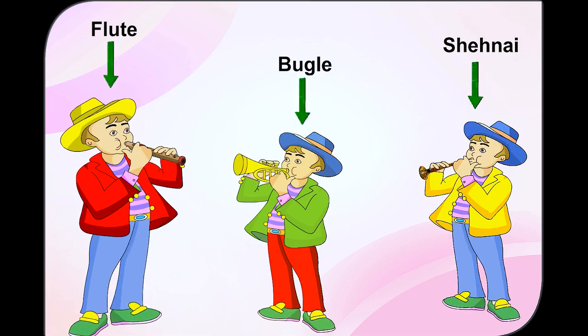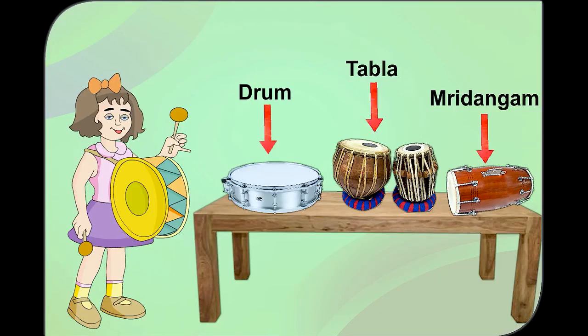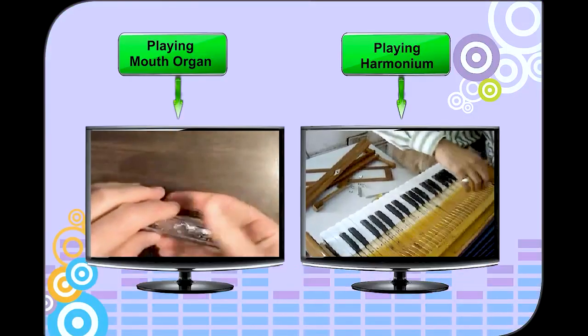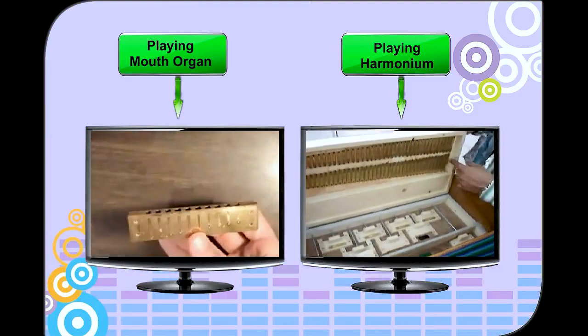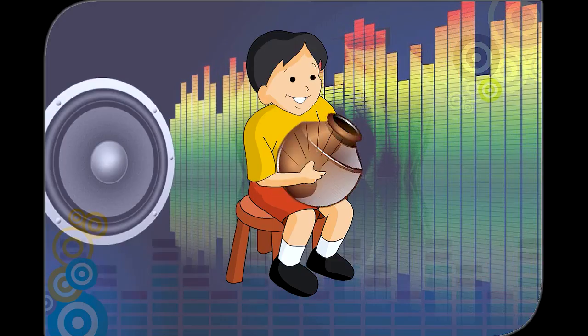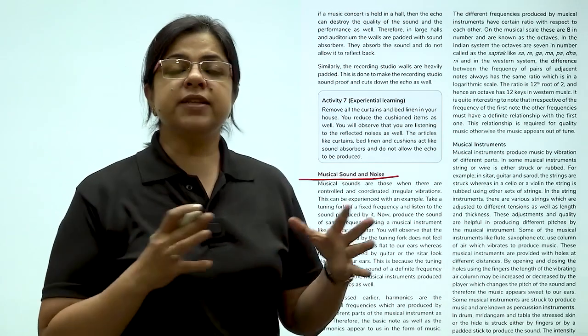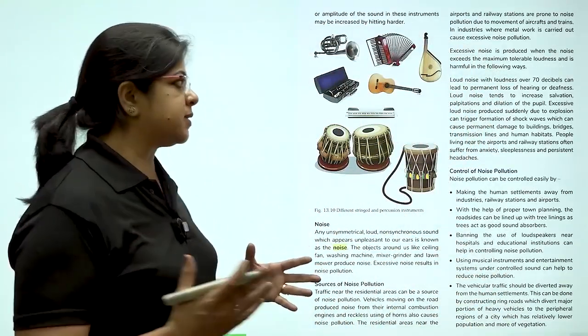On blowing air into them, the column of the air inside vibrates, producing a note. Drum, tabla, and mridangam are percussion instruments in which a vibrating skin or membrane produces a musical sound. Harmonium and mouth organ are reed instruments that contain metal reeds which produce sound when air is blown through them. Manjira, tarang, ghatam are musical instruments that are simply beaten or struck to produce sound. So children, these were some musical instruments which produce good sound, pleasant sound.